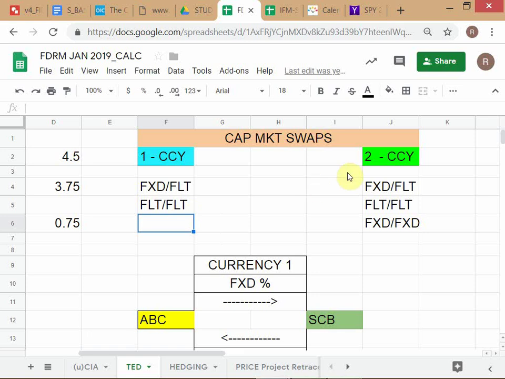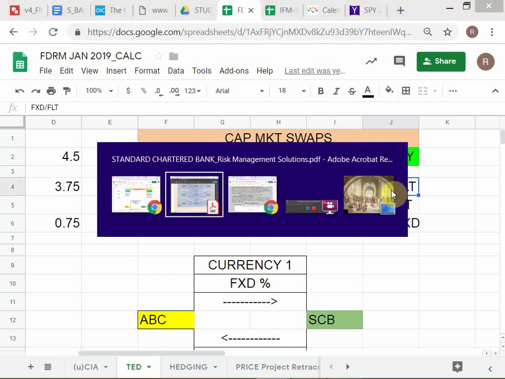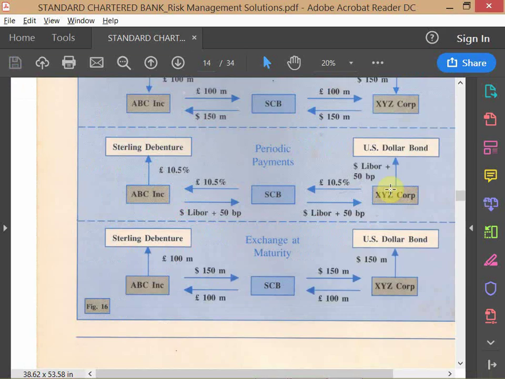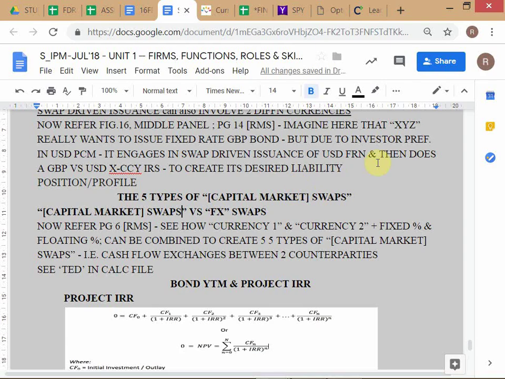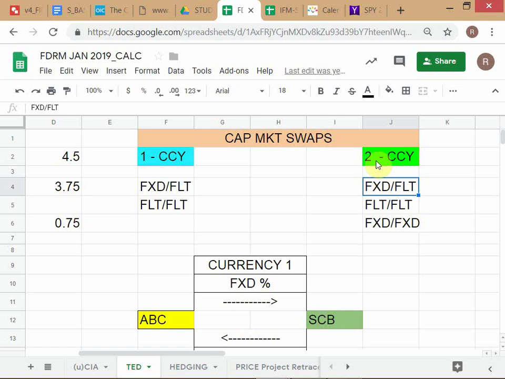Now the second category is two currencies. Two different currencies on the two legs. So the first category will be what you already saw on page 14. This is an example of that. What are we looking at? This category here: two currencies, one leg is fixed, one leg is floating.